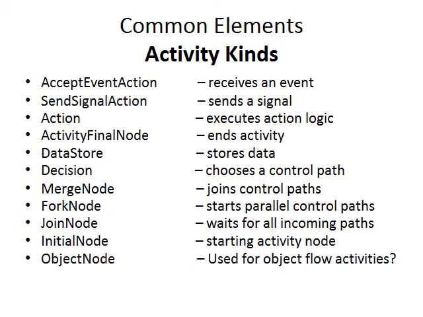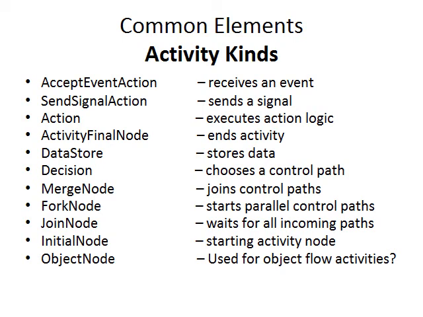There's a lot of different activity kinds or activity types. Okay, so these are not activity kinds per se. These are activity element kinds. So types of activity elements. So an accept event action, a send signal action, an action itself just executing normal logic. Activity final nodes, which indicates the end of an activity. A data store is a place where data can be stored in the activity. A decision diamond, and you'll see that allows you to create two different paths depending on a condition. A merge node, a fork node, and a join node all have to do with parallel execution.